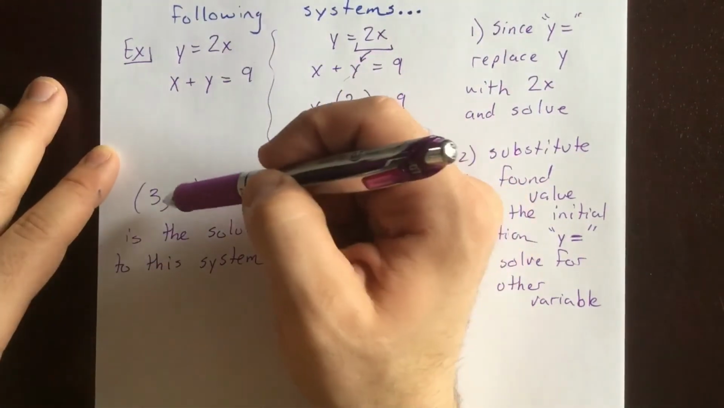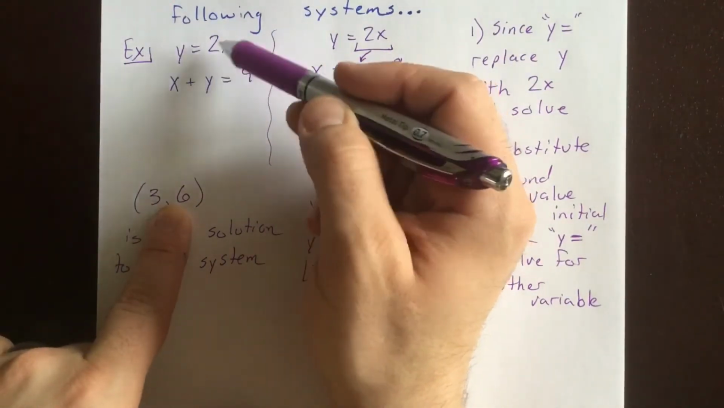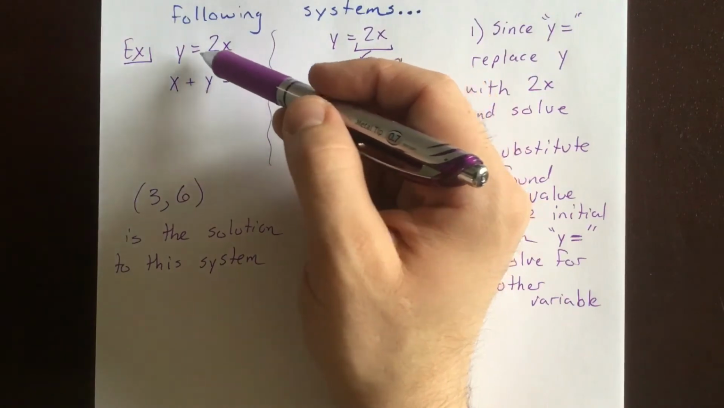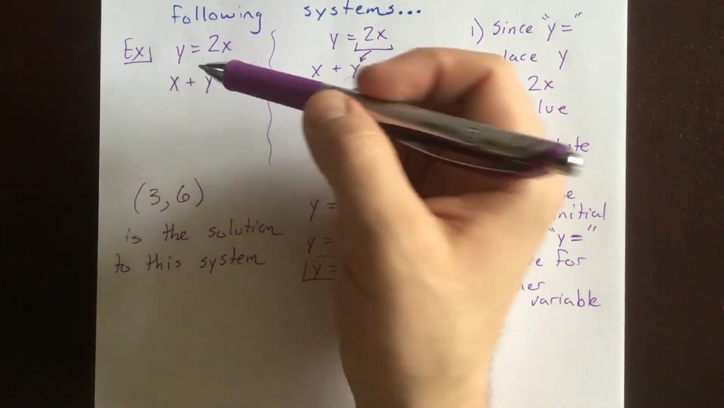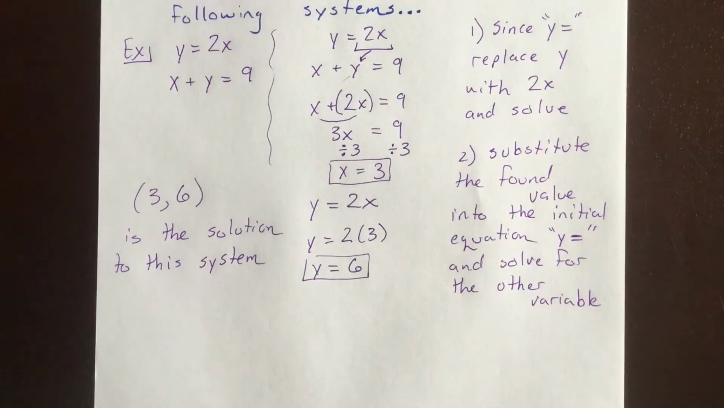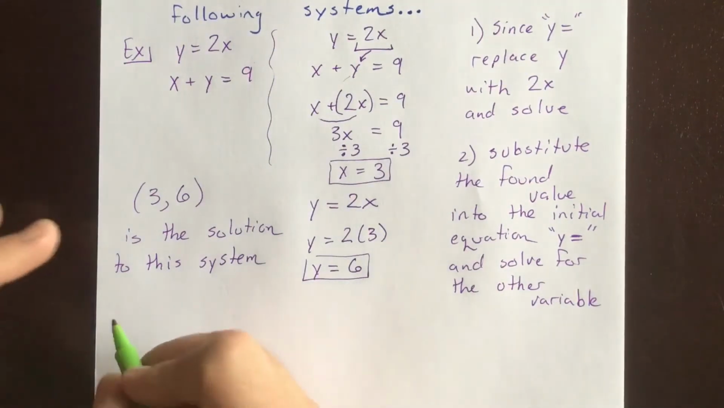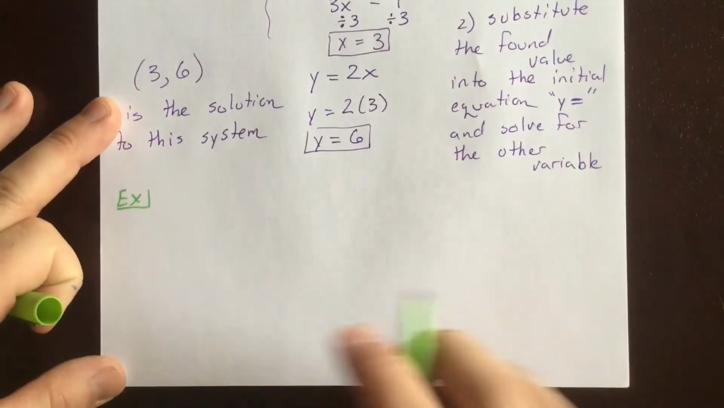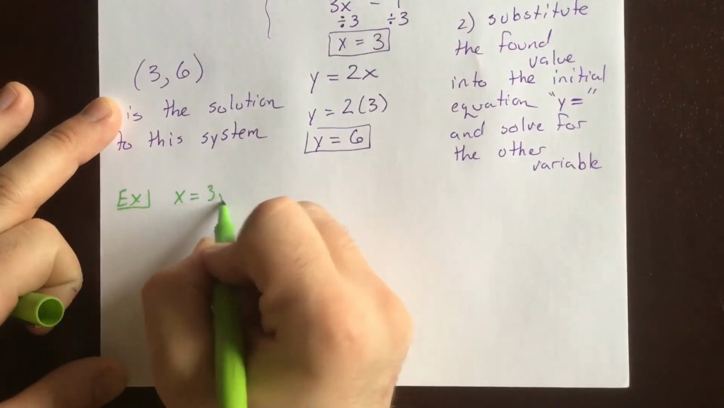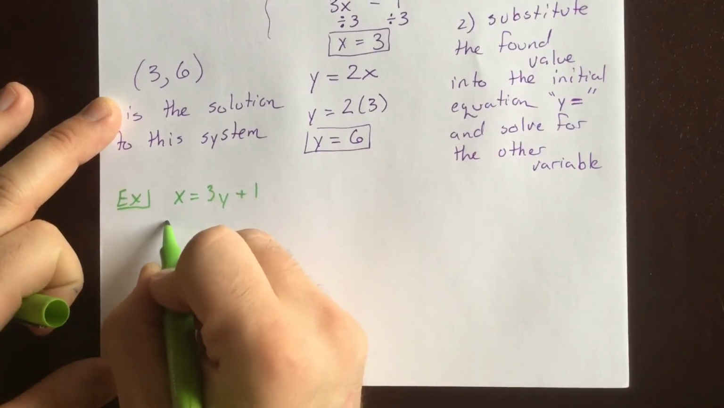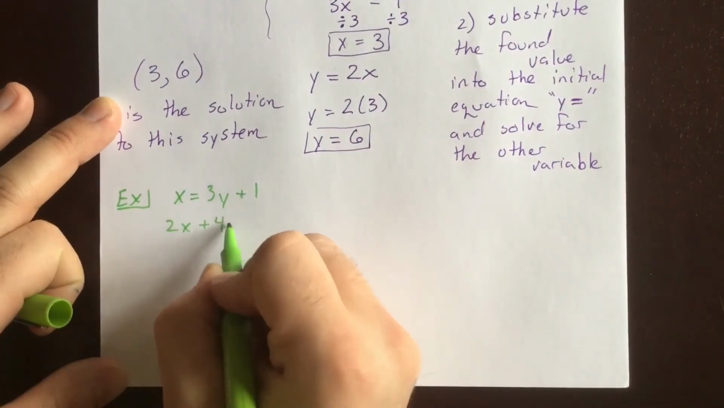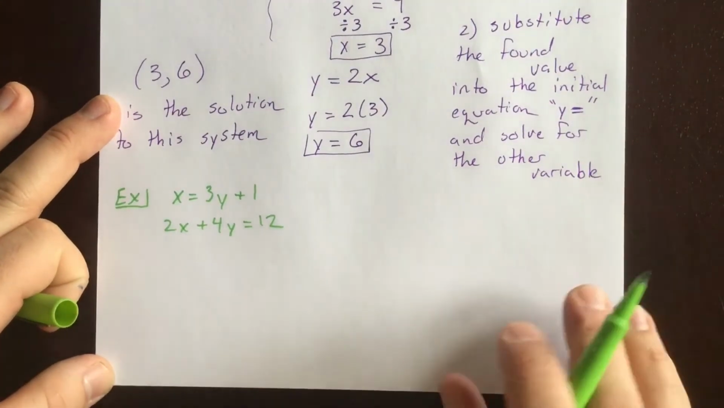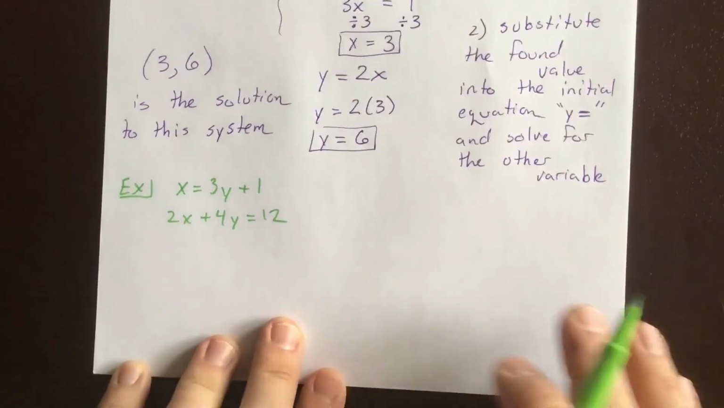So placing 3, 6 into each of these equations, we would find that it satisfies both equations. Let's look at another. Let's say we have x equals 3y plus 1, and then 2x plus 4y equals 12. Like before, if you need to, you can rewind and watch it.